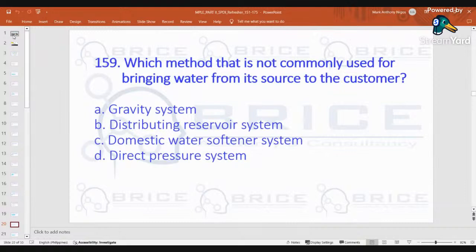159. Which method is not commonly used for bringing water from its source to the customer? A. Gravity system. B. Distributing system, reservoir system. C. Domestic water softener system. And D. Water pressure system. The answer is C, direct pressure system. Which method is not commonly used for bringing water from its source to the customer? The answer is direct pressure system.